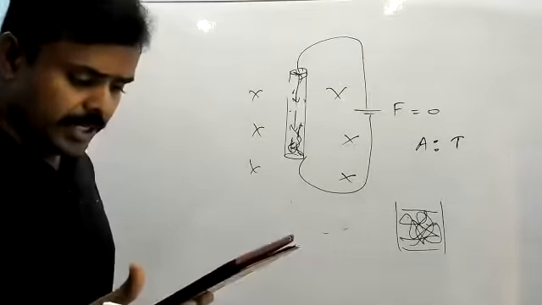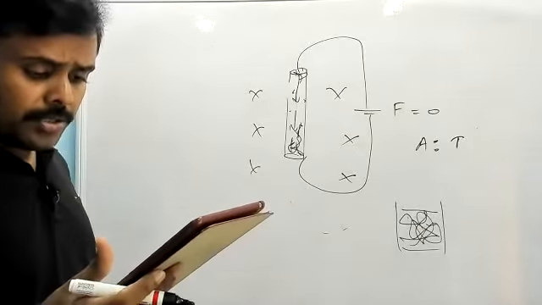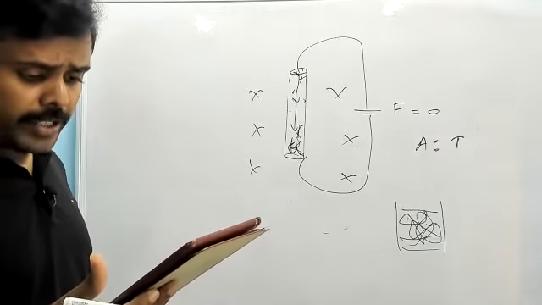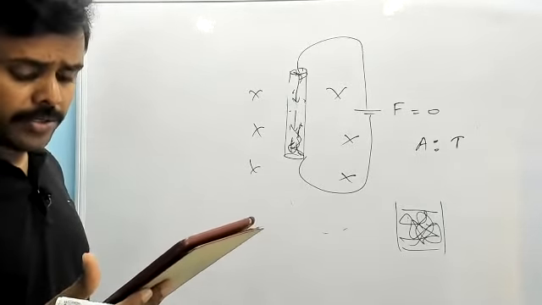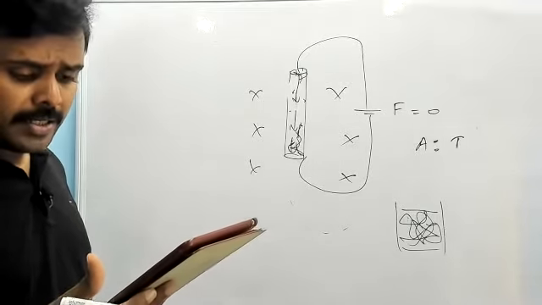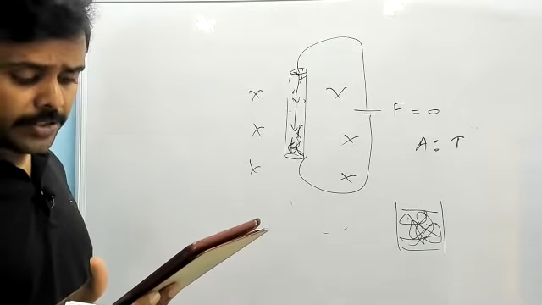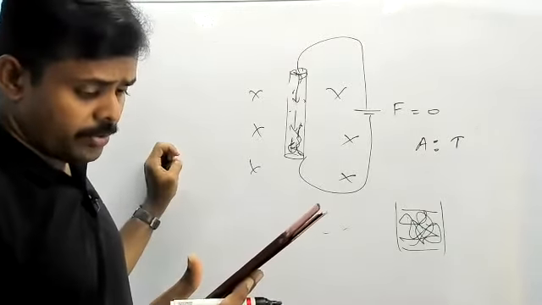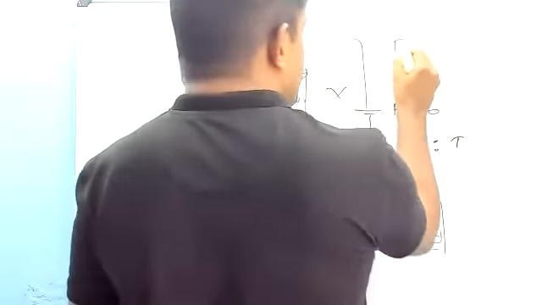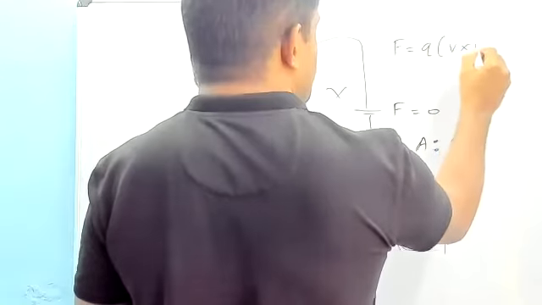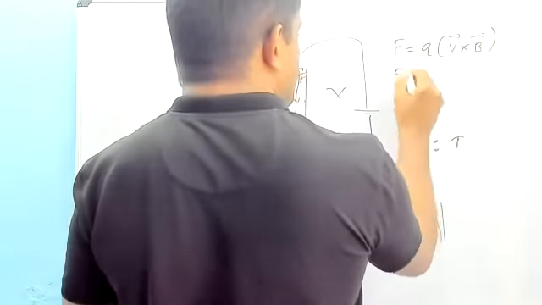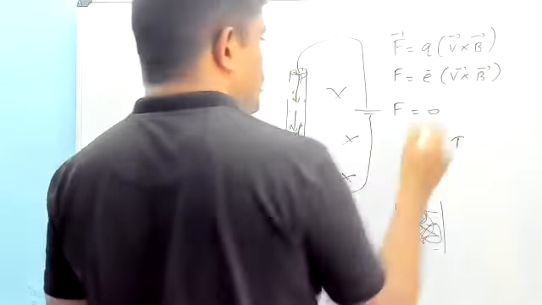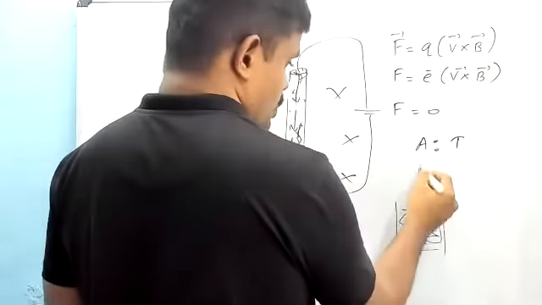No force is there. Reason: force on a free electron due to a magnetic field is always perpendicular to its direction of motion. Force is Q into V cross B. Free electron means E into V cross B. Yes, that is perpendicular. That's true. The reason is also true.